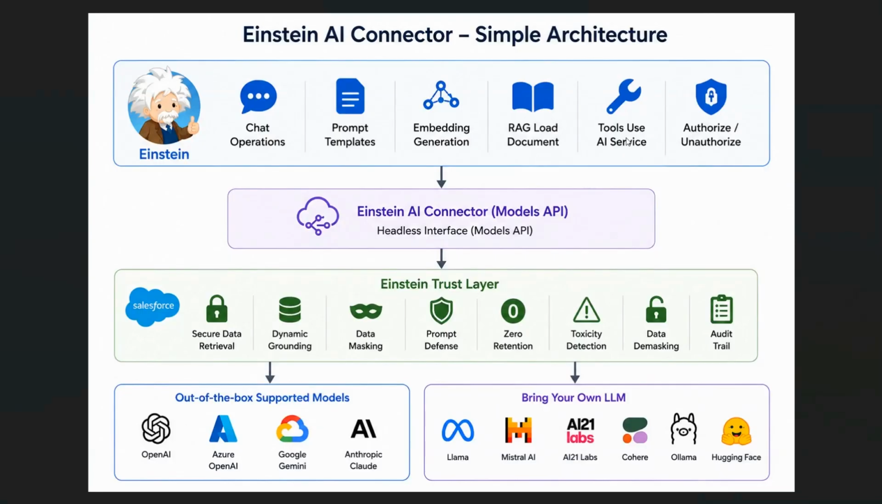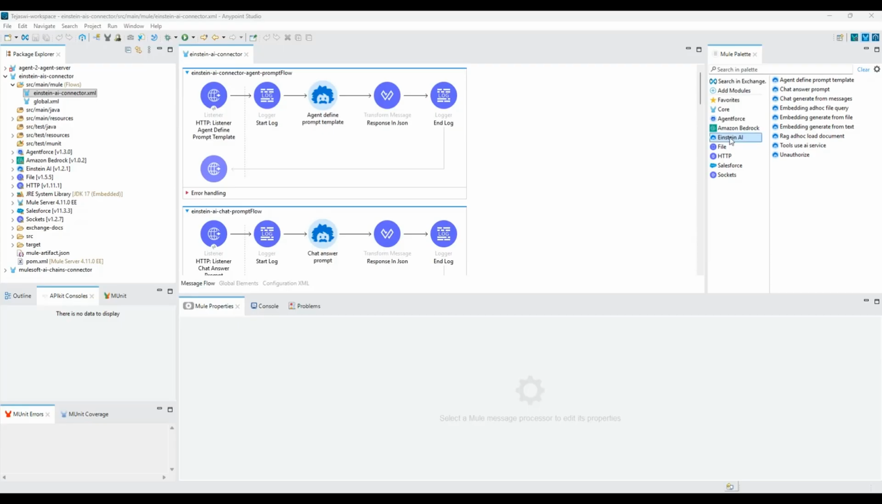Coming to tools use AI services, it means we have some URLs like APIs, so it will get the data from those APIs. Now we are going to see how to connect our Einstein AI connector through MuleSoft. In the Studio, we can get the Einstein AI from Exchange. Now we can see how to configure this Einstein AI.